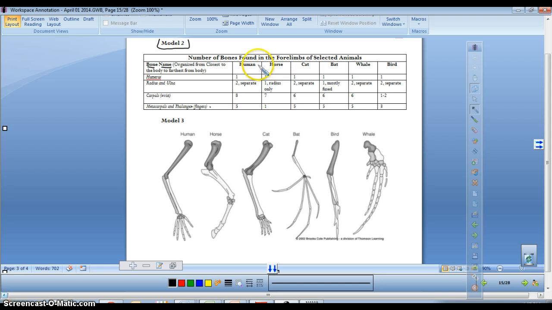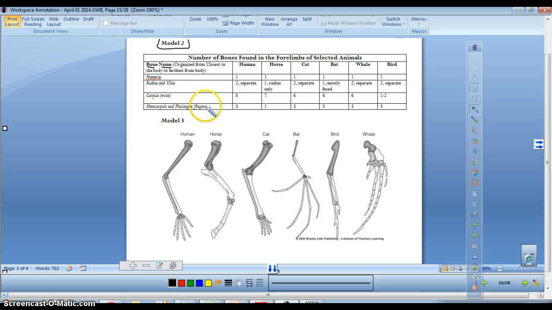So human has one humerus. Horse has one humerus, cat has one humerus, bat, whale, bird all have one humerus. Radius and ulna: human has two separate, horse has one radius only. Cat has two separate, bat has one, mostly fused. A whale has two separate, and a bird has two separate. Carpals are wrist bones. Human 8, horse 7, cat 6, bat 6, whale 6, bird 1 to 2.